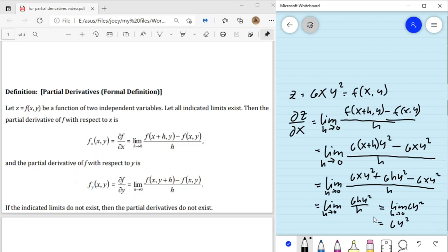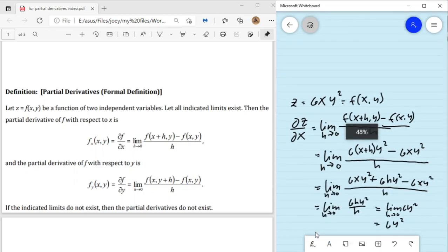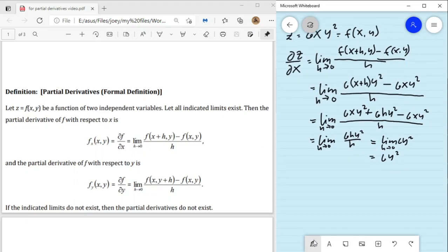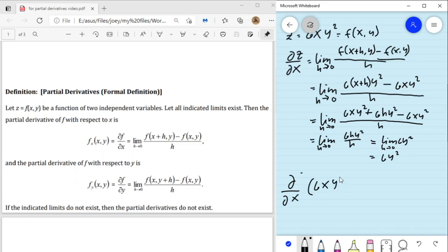Okay. Now, if we look at the original function and the result that we obtained, we see that the partial derivative with respect to x of the expression 6xy squared was found to be 6y squared.